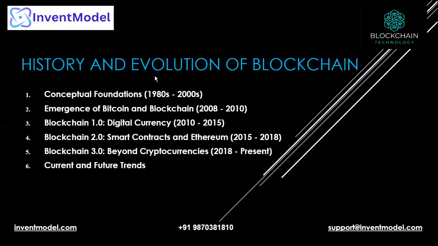Next is scalability solutions. During this period, blockchain projects focused on solving their scalability problems through innovations like proof of stake for Bitcoin and Plasma for Ethereum. These innovations aim to make blockchain more scalable, faster, and energy efficient.